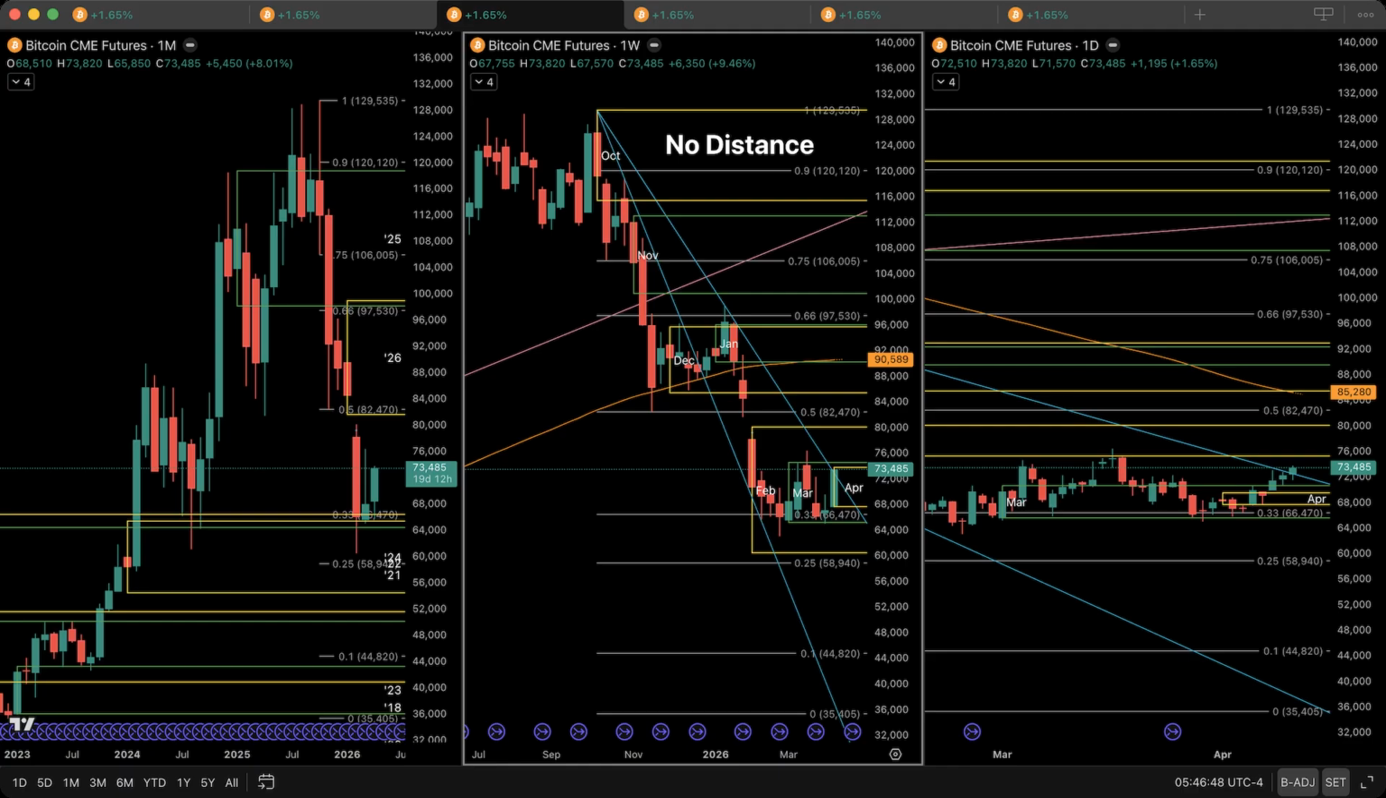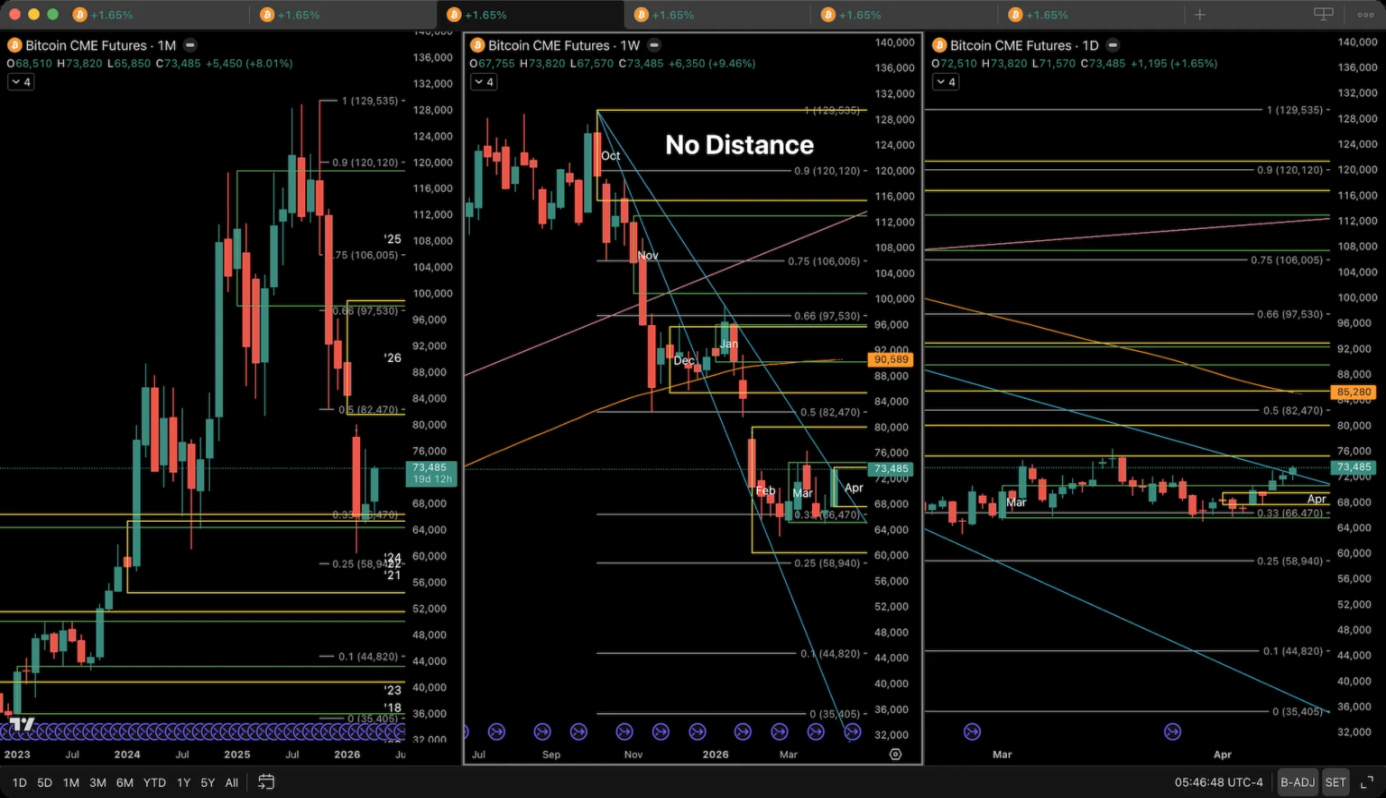Just like sessions on lower timeframes, higher timeframes also have anchor points. On the weekly chart, the first week of each month acts as the anchor. This is important. Structure begins from these anchor points, not from random candles.